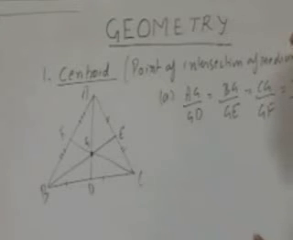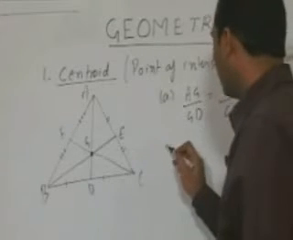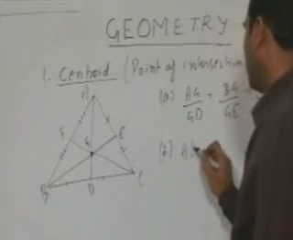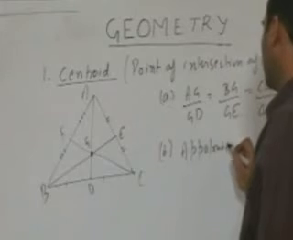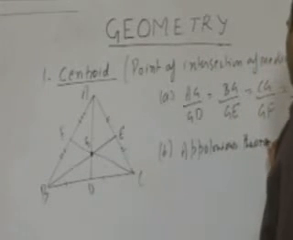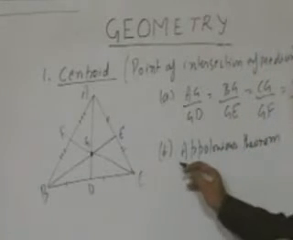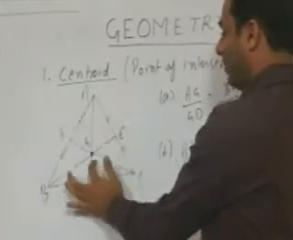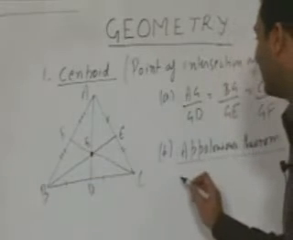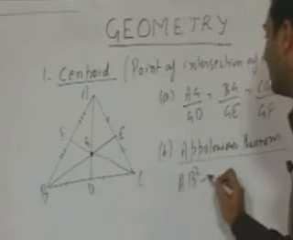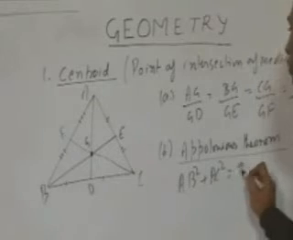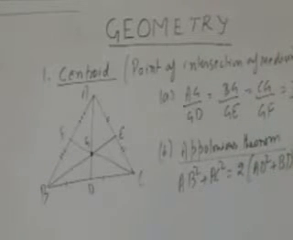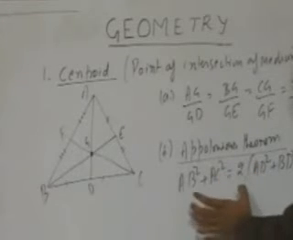The other important thing related with the centroid is the Apollonius theorem. For example, if I am drawing a median AD here, I am just taking one of them, AD is a median. So we can say here that AB square plus AC square is equal to twice of AD square plus BD square. And this is again an important theorem.